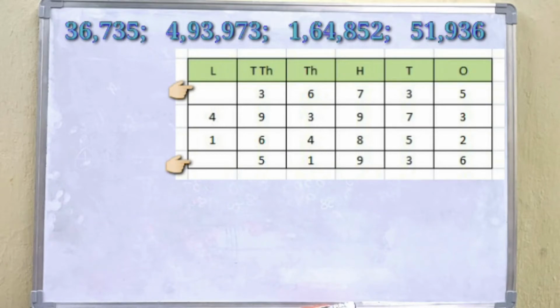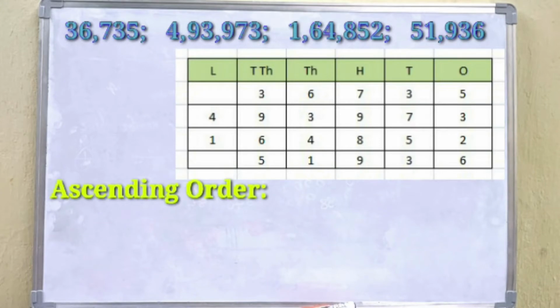Now if you compare all these 4 numbers, the first number and fourth number have only 5 digits. So these 2 numbers will be the smallest when compared with the second and third number. Now out of the first and fourth number, look at the highest place, the 10,000s place, which has the smaller value. Which digit is smaller, 3 or 5? 3 is smaller. So here 36,735 will be the smallest number out of these four numbers.